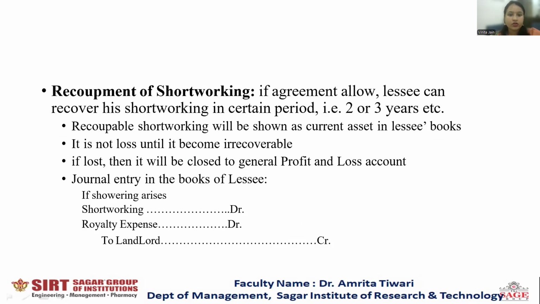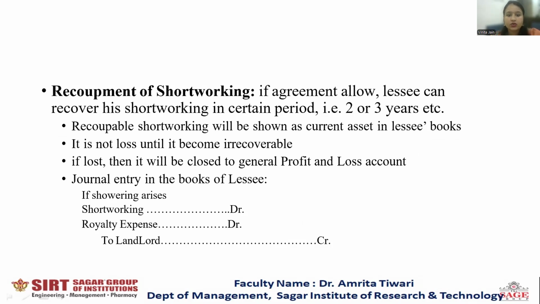Recoupment of short working: if the agreement allows, the lessee can recover short working in a certain period, such as two to three years. Recoupment of short working will be shown as a current asset in the lessee's books. It is not lost until it becomes unrecoverable. If it is lost, it will be closed to the general profit and loss account.